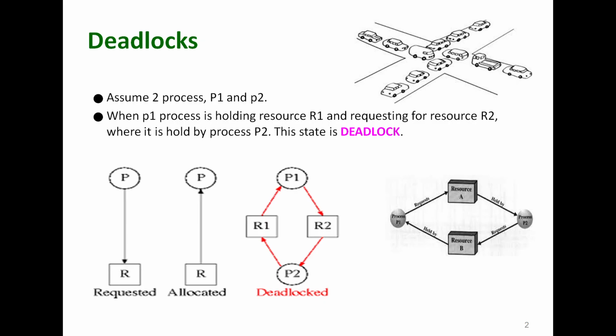This is actually the notation. What the notation indicates here is that when P is requesting R, this is called a request, and when R is allocated to P, this situation is called allocation.